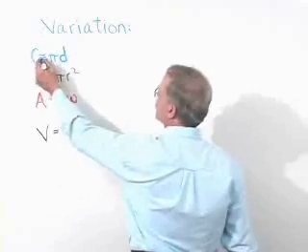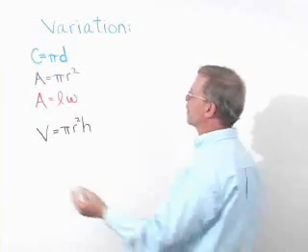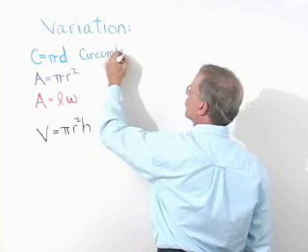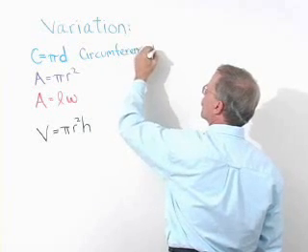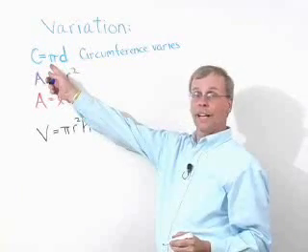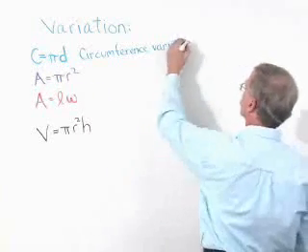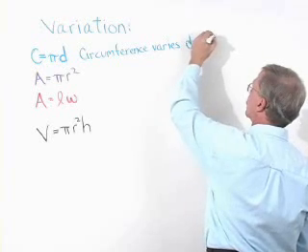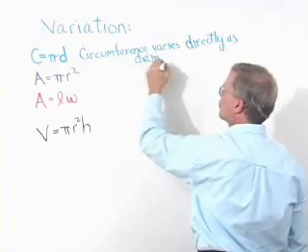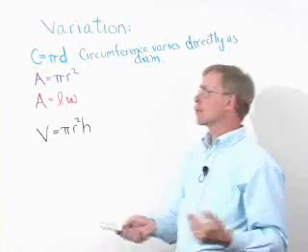First we have C equals pi d. C is circumference, d is diameter. What is it saying? It's saying that the circumference varies how? Well, we have actually pi is our k, constant of variation, varies directly as the diameter. So that's just another way of stating the formula for circumference.